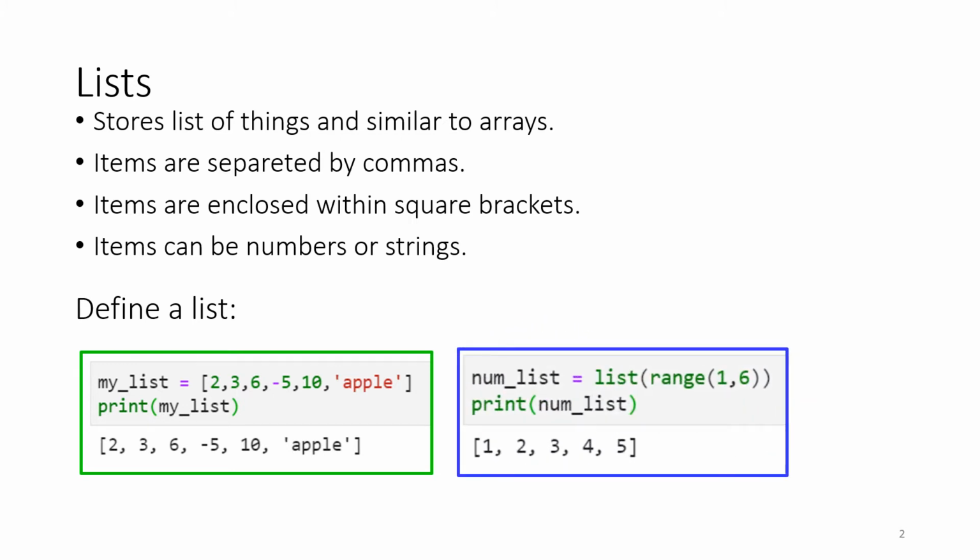Then I have defined a list with all integers using the list method. This will create a list including the first element and excluding the last element of the range specification.